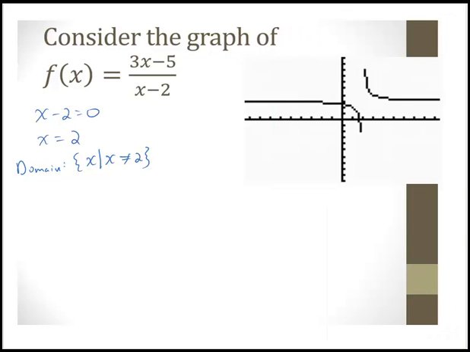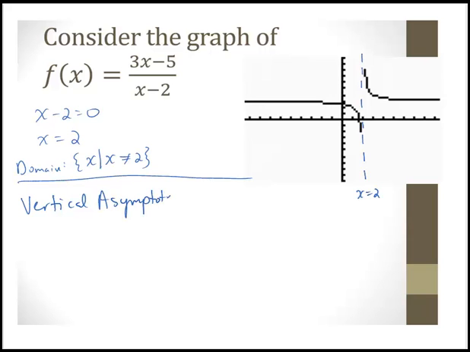All right, so I've transferred the graph over to our screen. And what happens is we have this feature called a vertical asymptote, which I'm drawing in with this dotted line at x equals 2. So we have a vertical asymptote at x equals 2.